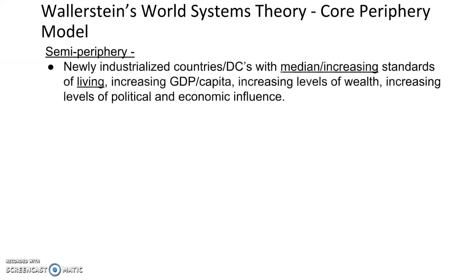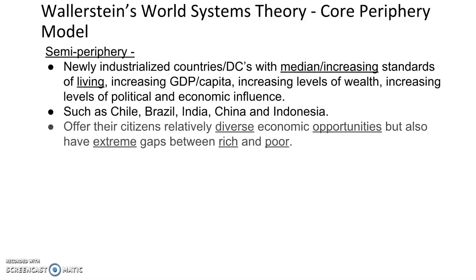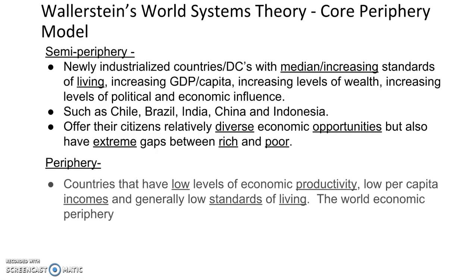Then we have our semi-periphery. These are our newly industrialized countries, our DCs, with median increasing standards of living, increasing GDP per capita, increasing levels of wealth, increasing levels of political and economic influence, such as Chile, Brazil, India, China, and Indonesia. They offer their citizens relatively diverse economic opportunities, but also have extreme gaps between rich and poor. Then we have our periphery, the countries that have low levels of economic productivity, low per capita incomes, and generally low standards of living.